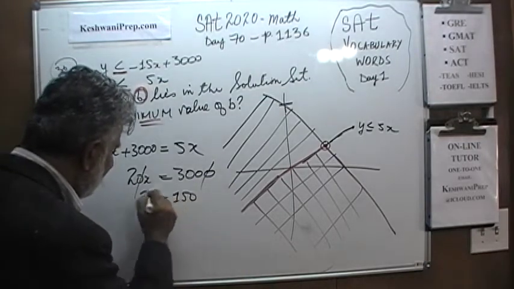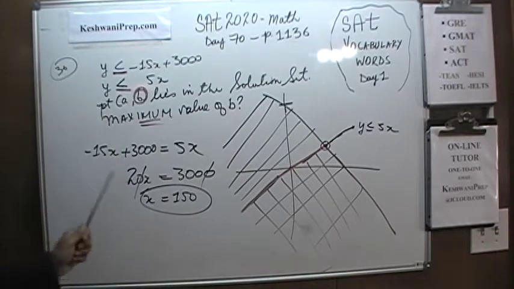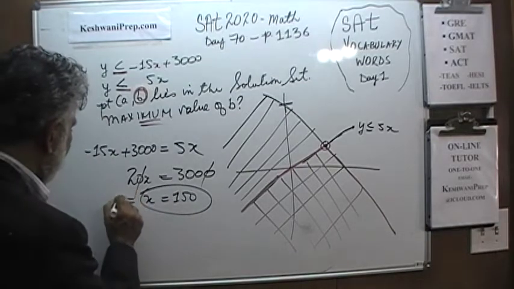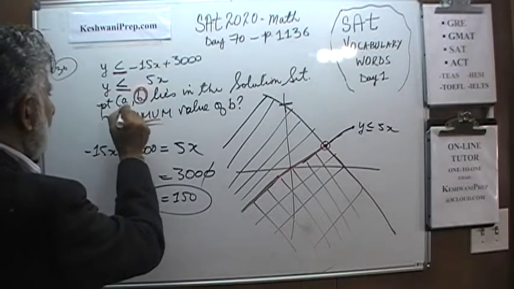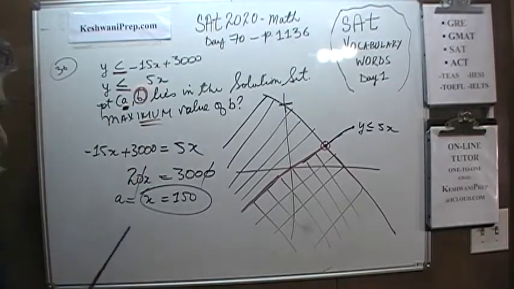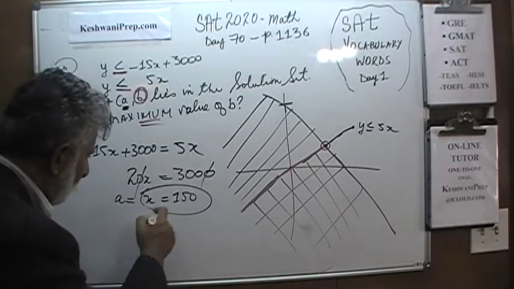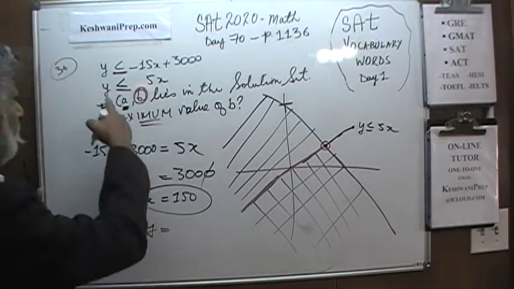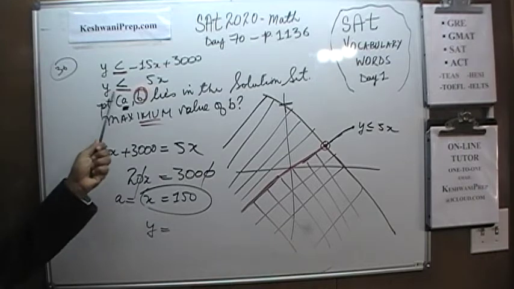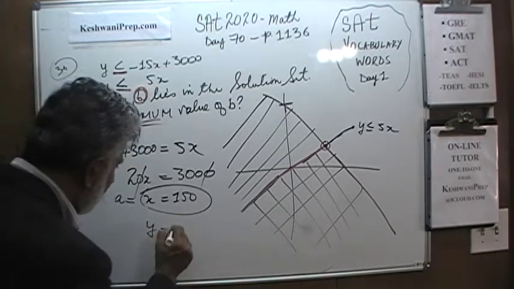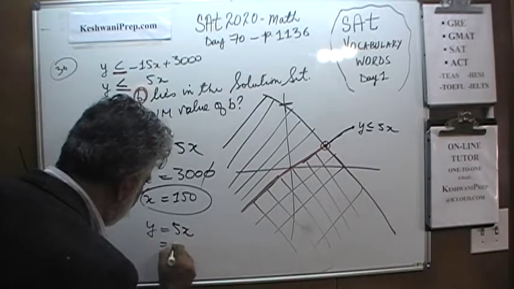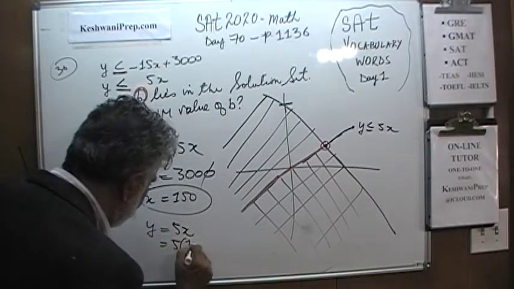Now, don't be hasty. x is the A value. This is the A we have found. We're not interested in A. We want to find out what the value of B is, which is very simple. If x is equal to 150, then for y we can use either one of these two equations. Since this one is easier to use, I'm going to use this one. y is equal to 5x, which is 5 times 150.